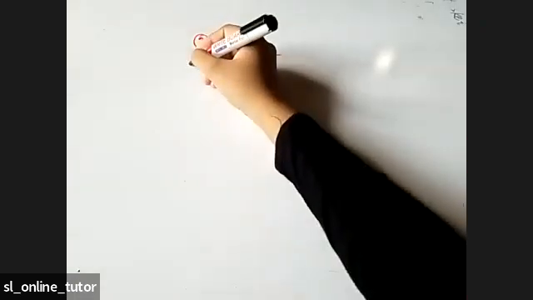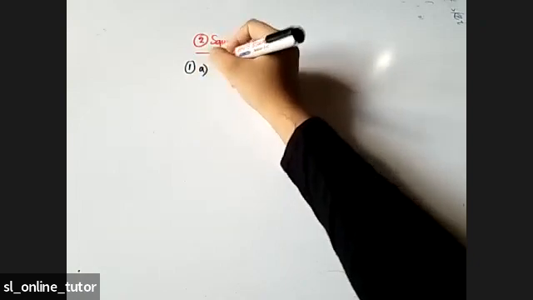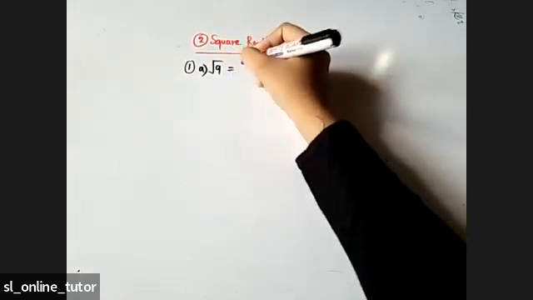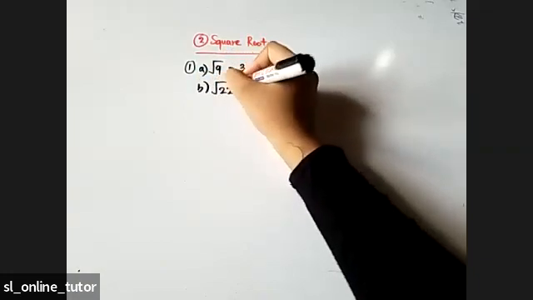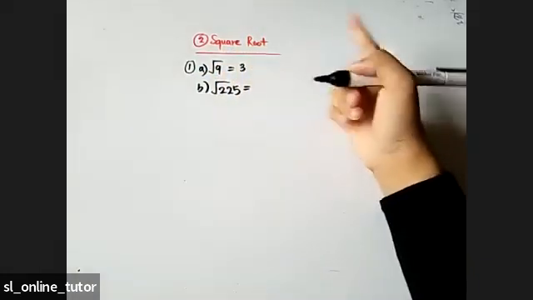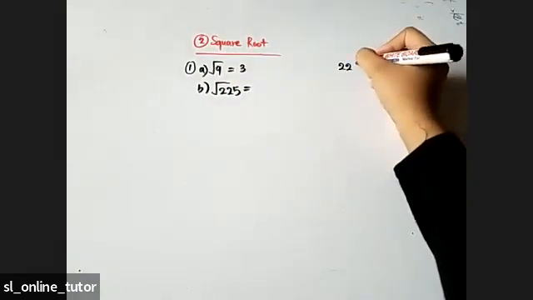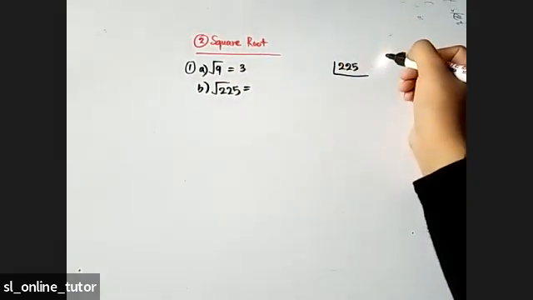The first question says to find the square root of the given numbers. Now look at the board. Question number 1, part A, square root of 9. These are easy. Square root of 9 is 3. Part B, square root of 225. If you don't know how to find it, I'll teach you a method. Listen carefully. 225 should be divided starting from the prime numbers.